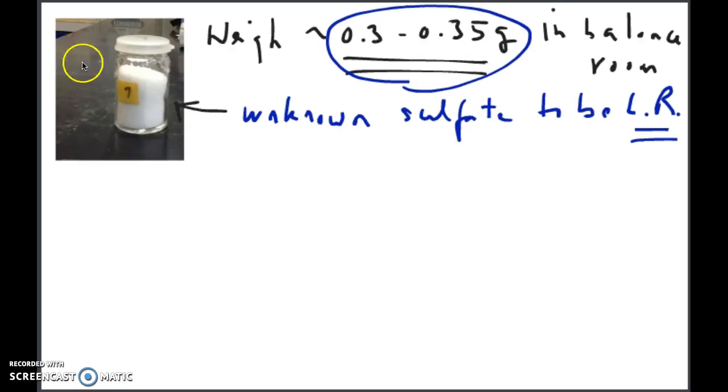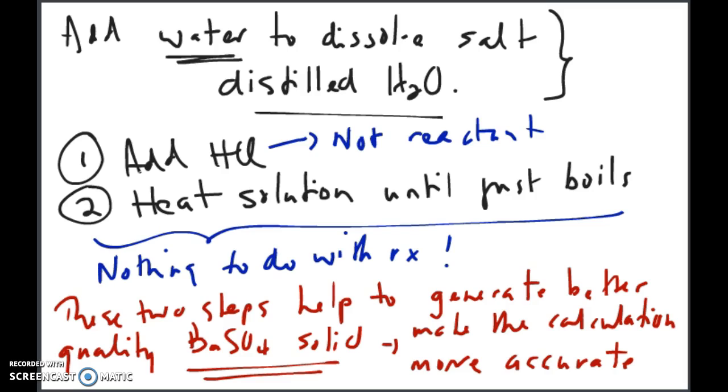The next thing you want to do is take that unknown sulfate salt and weigh about 0.3 to 0.35 gram of the white powder in the balance room. The reason we need to make sure that the mass is around this value is to ensure that the unknown sulfate is the limiting reactant in this reaction. One of the things you want to think about is why is it important that the unknown sulfate be the limiting reactant in this case? What assumptions are we making when we're doing our stoichiometric calculations such that the unknown sulfate has to be the limiting reactant?